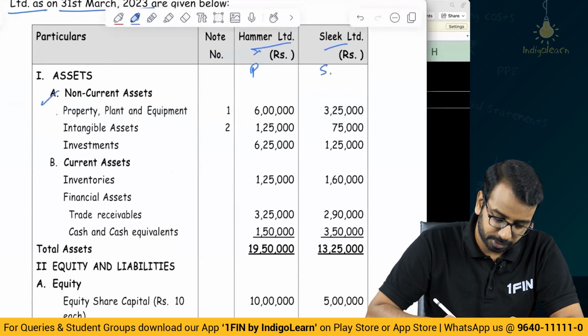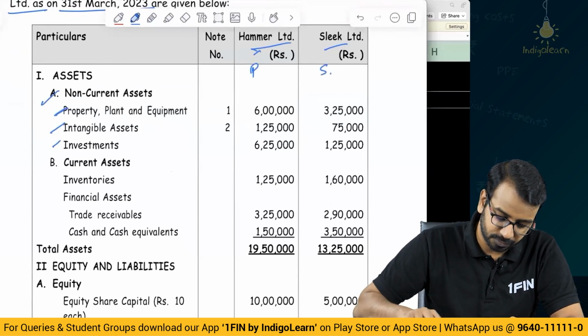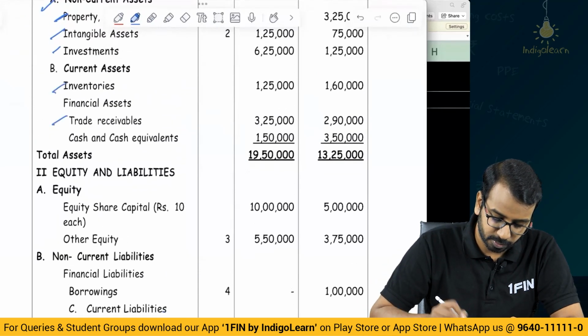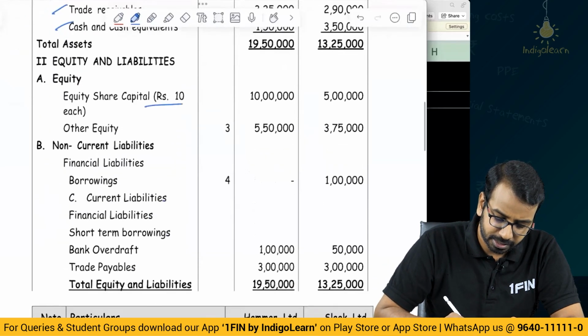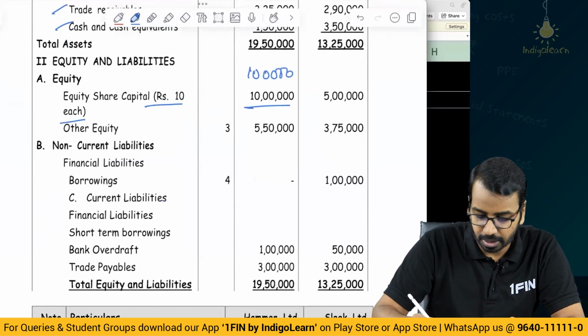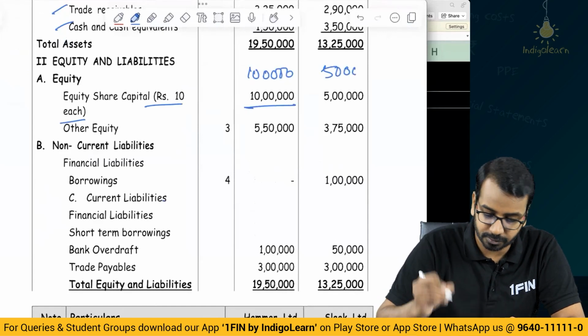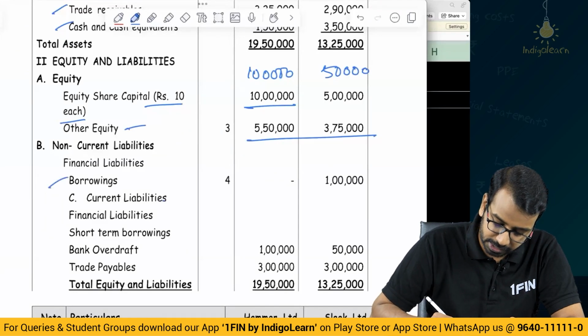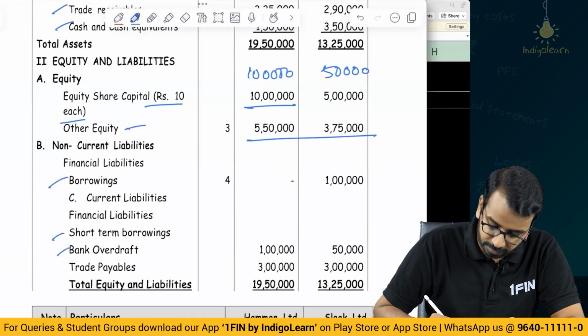Non-current assets, property, plant, PPE, intangible asset, investments, inventories, trade receivable, cash, nothing new. Equity share of 10 each, so you have 1 lakh here and you have 50,000, the number of shares. Then other equity, then you have borrowings, short-term borrowings, you have bank overdraft, trade payables.